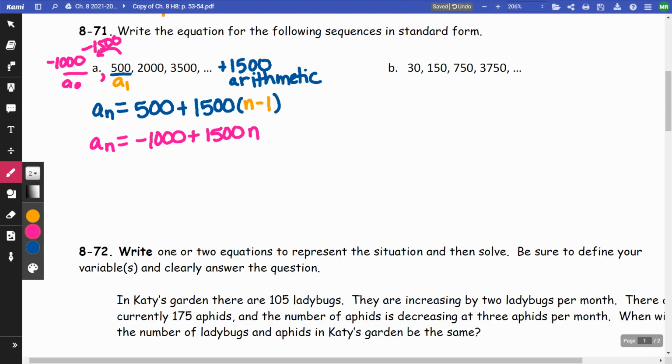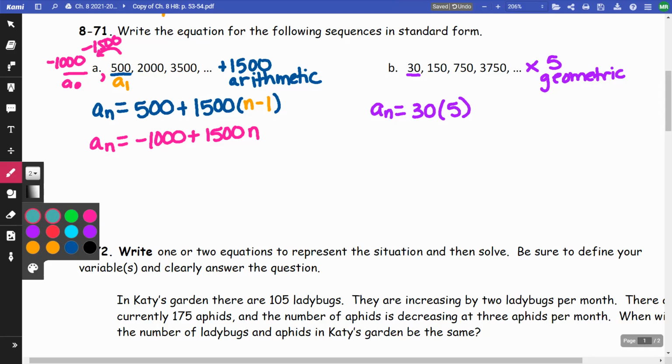Okay. In the next one, it looks like we are timesing by 5. That's what it looks like we're timesing by. So that's going to make this one be geometric. And so I'm going to start a sub n. I'm going to start with the 30, which is my first term. I am timesing by 5. And since I am starting with my first term, since this is a sub 1, then I'm going to raise this to the n minus 1 because I'm starting with my first term.